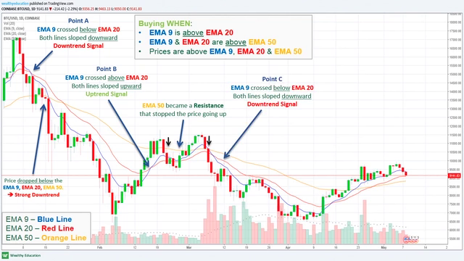The trend reversed when the EMA 9 crossed below the EMA 20 at point C. As you may notice, the blue line was below the red line, and these lines were below the orange line as well, so we could consider this a stronger downtrend signal.